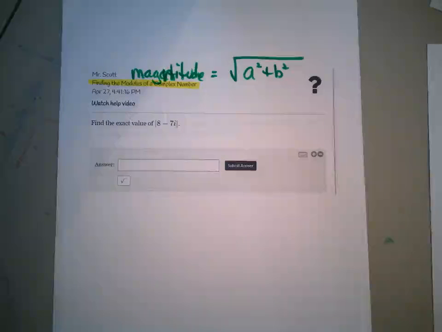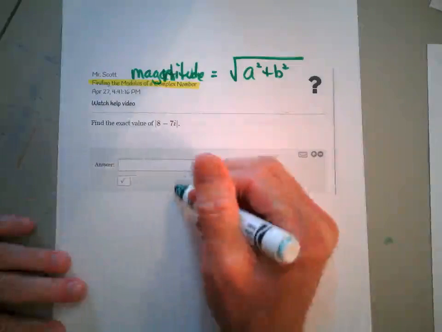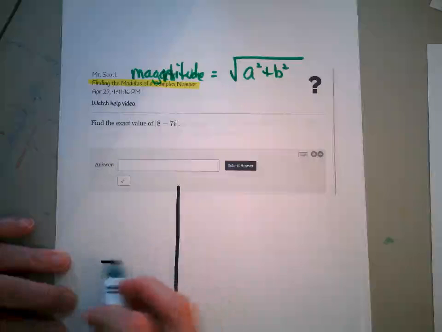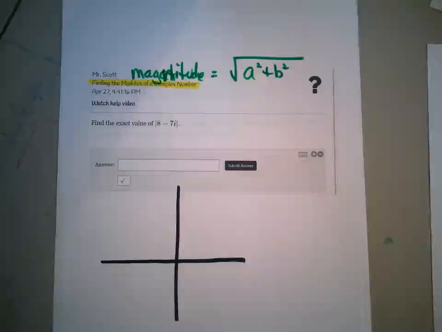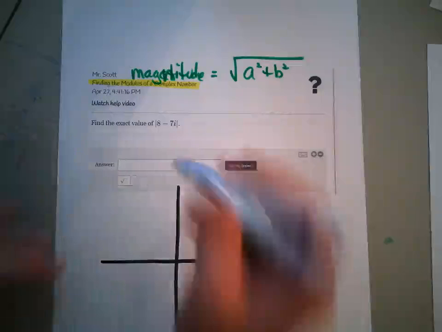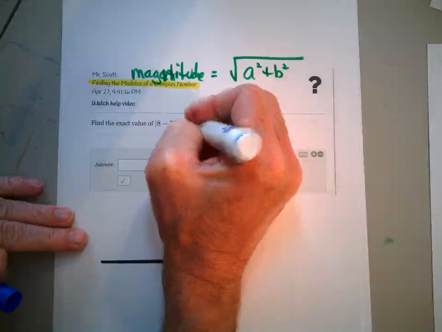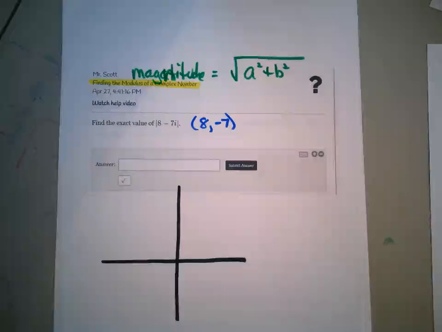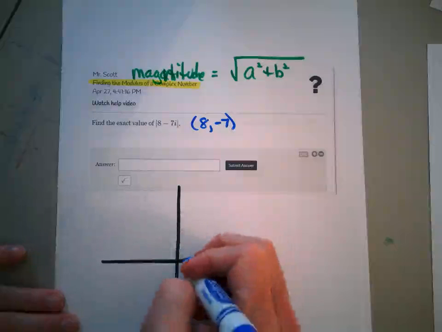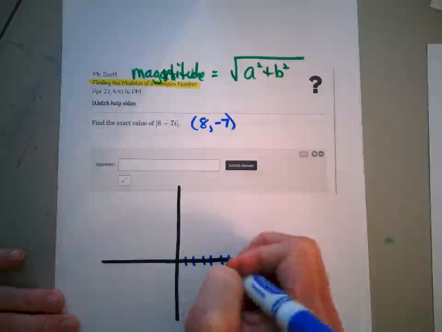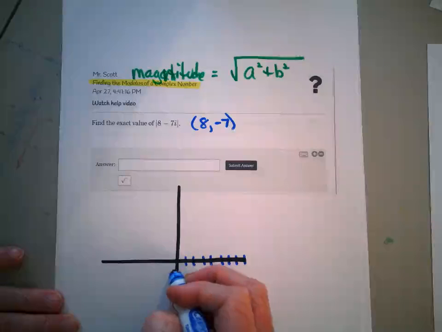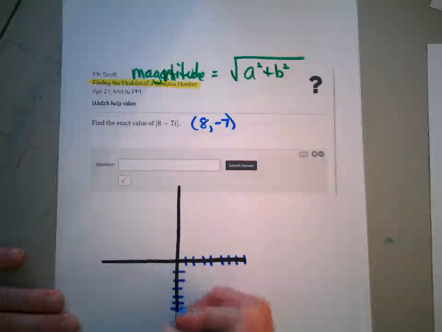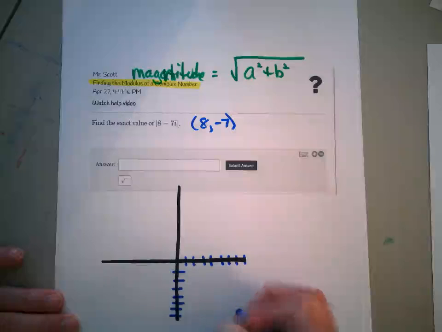Okay. So what we're going to do is I'm just going to go ahead and show you the graphic part of this. We'll take this complex number and turn it into 8 comma negative 7, just to show you how this all works. So we're going to go to the right 8. 1, 2, 3, 4, 5, 6, 7, 8. We're going to go down 7. 1, 2, 3, 4, 5, 6, 7. And we'll put an ordered pair right there.